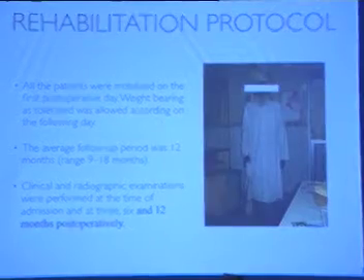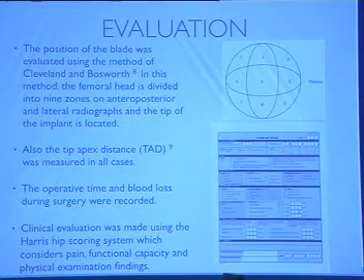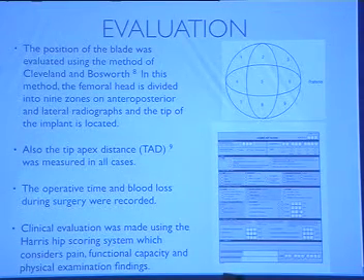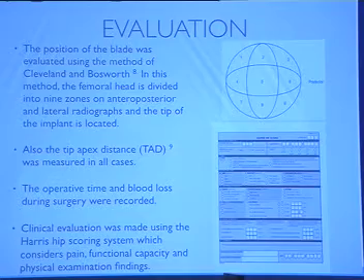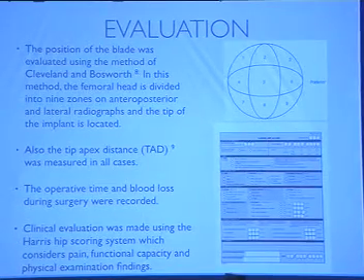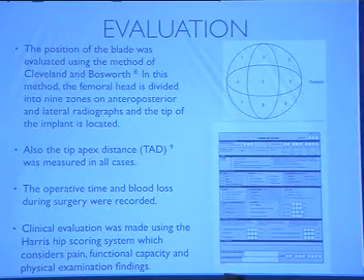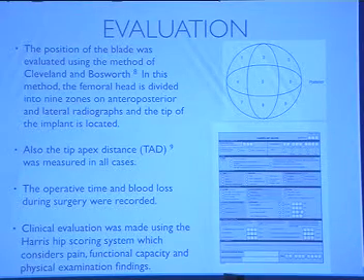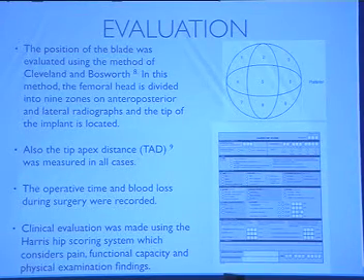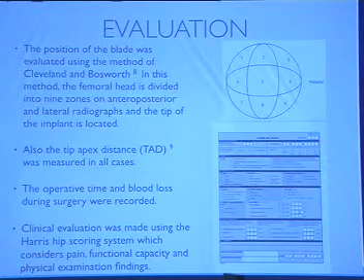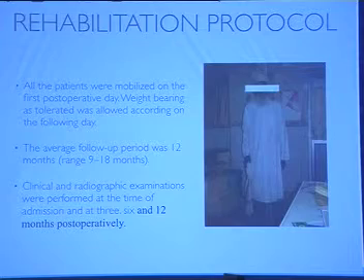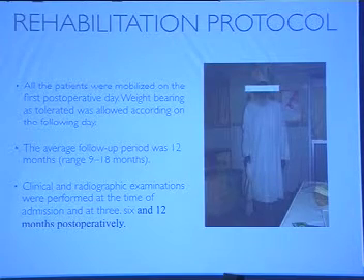Evaluation was done using the method of Cleveland and Bosworth, in which there are 9 zones, and according to the zones, the position of the blade is decided. The operative time and the blood loss were noted, TAD was noted, and Harris hip score was done. All patients were mobilized as soon as possible with full weight bearing.